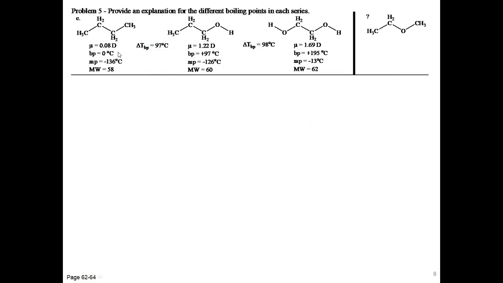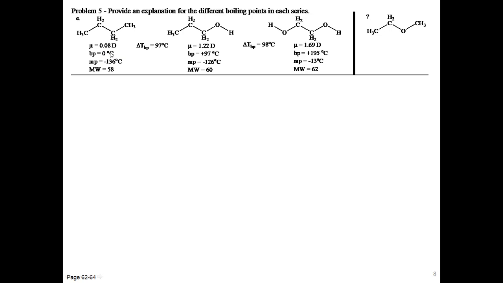So let's take a look at what happens to the properties in this case. In all of these first 3 examples, I have 4 second row atoms, but here they're all carbon. No polarity, okay? Very, very low dipole moment. Boiling point is 0 degrees.